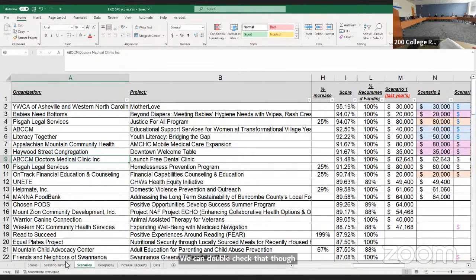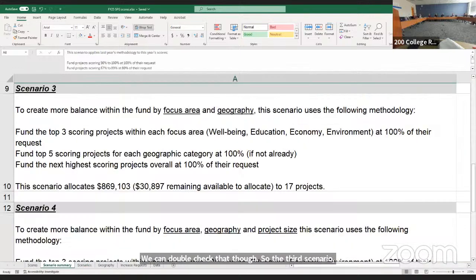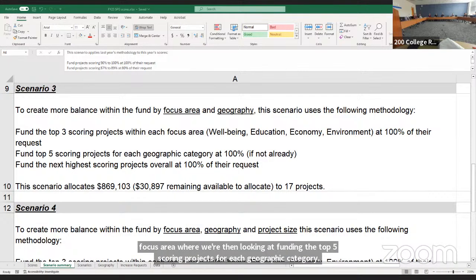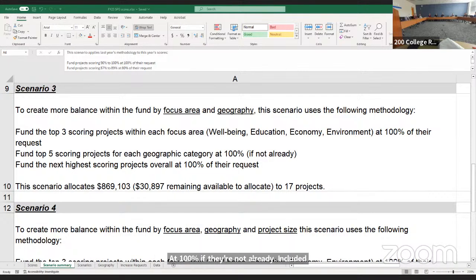So the third scenario, again, we're just kind of layering on with each of these. So the third scenario, again, is looking at funding the 3 top scoring projects for each focus area. So that's kind of our launching point. But then we're also building in that geography portion. So after those 12 top scoring for each focus area, we're then looking at funding the top 5 scoring projects for each geographic category at 100% if they're not already included in the focus area funding.